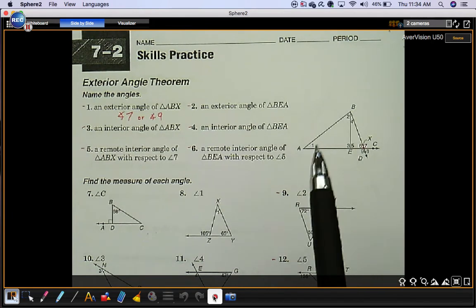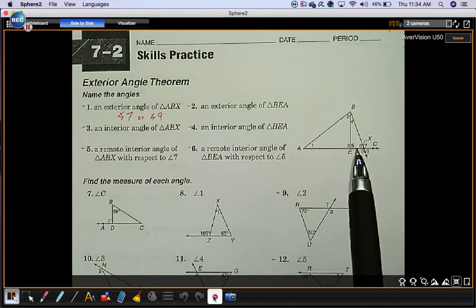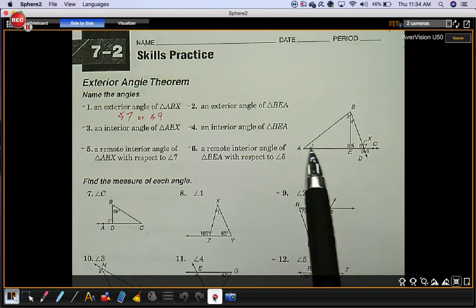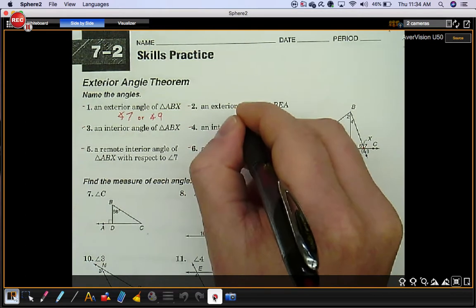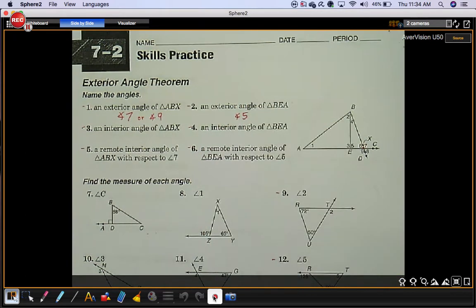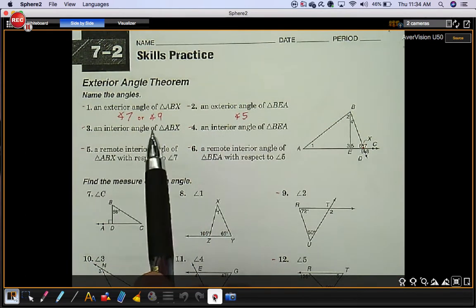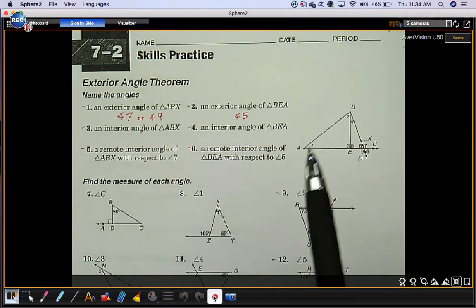Okay, so here's triangle BEA. I see an exterior angle right here. It makes a linear pair with angle 3, which is inside of triangle BEA. So angle 5 would be the exterior angle. How about an interior angle of triangle ABX?